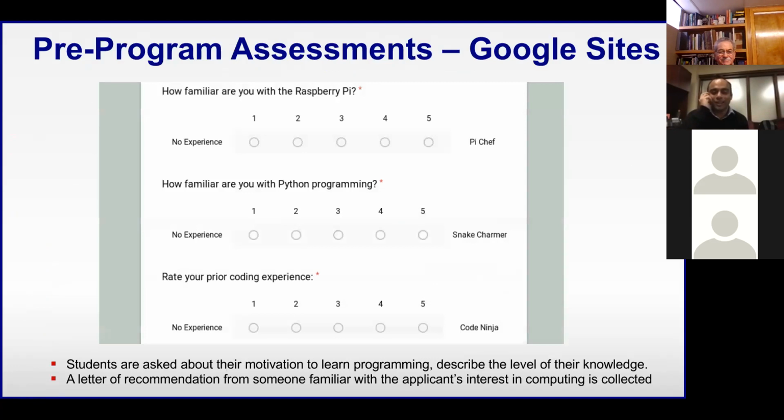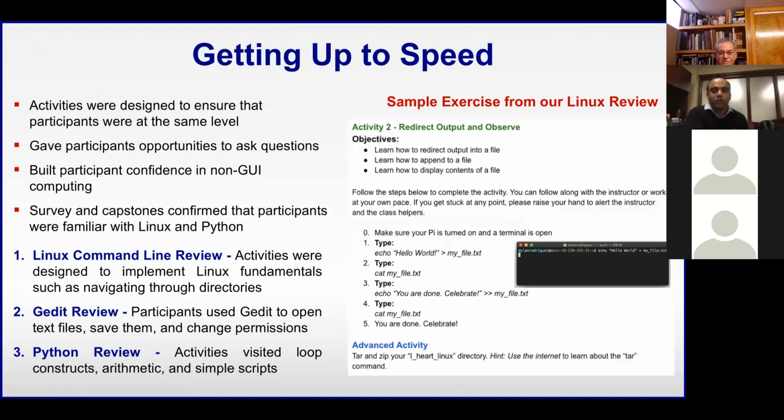This is one of our questionnaire questions on the application, which asks questions like, how familiar are you with the Raspberry Pi? And you go from no experience to being a Pi chef, and other similar questions. We also have essay-style questions where students are asked to describe their motivation to learn programming and their level of expertise, and we also require letters of recommendation for this program. So once again, this was not a broad-based program, it was merit-based, and we did select the best students, but it gave us some insights. So step 1 is making sure that everybody in group 1 and group 2 was up to speed, was at the same level.